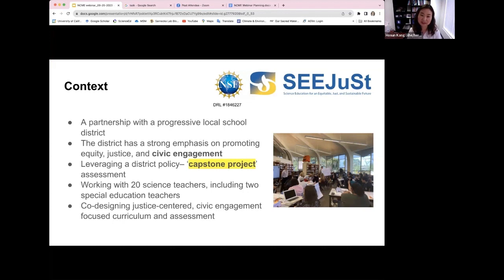However, when I started the project, I heard from science teachers and a TOSA that science teachers really struggle to bring in civic engagement. In science class, science teachers think, oh, social studies can do that, but I'm not really sure how science can do civic engagement in the context of a civic capstone project. So I've been working with these 20 science teachers, helping them design both curriculum and assessment in a way that promotes equity, justice, and civic engagement.